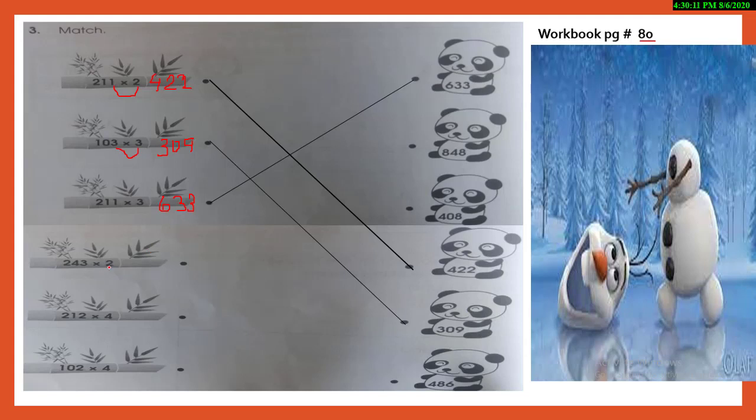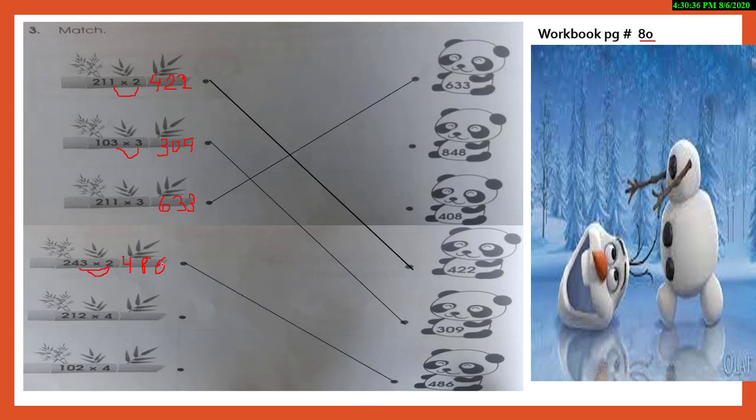Okay, let's do the next part. These are big numbers. 2 threes are 6, easy. Now the same 2 will be multiplied with 4. So you are going to multiply it with this number. 2 fours are 8 and then 2 twos are 4. See how easy it is? Where is the answer? I got it.